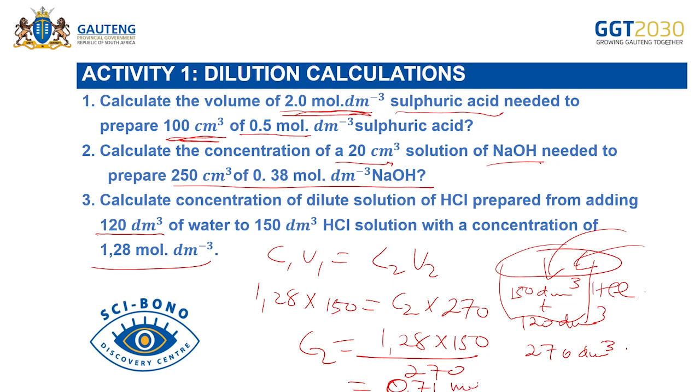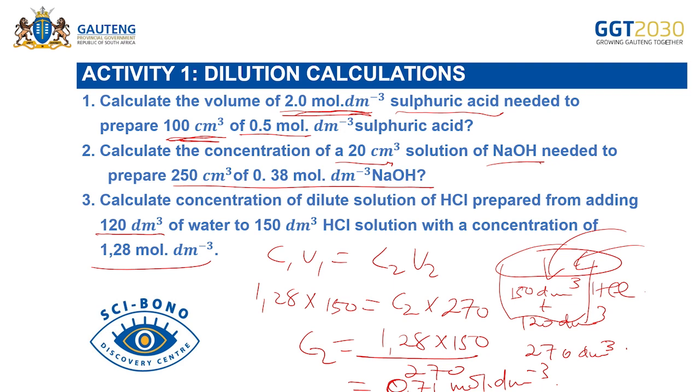0.71 mole per cubic what? Decimeter. And I was expecting a concentration that is less than 1 here. Why less than 1? Because now the solution is dilute. I've added water, so the solution has moved from being concentrated to dilute. So I'm expecting the concentration to be what? Less than 1. So you can see it's less than 1, it is 0.71 mole per cubic what? Decimeter. So that is dilution basically.